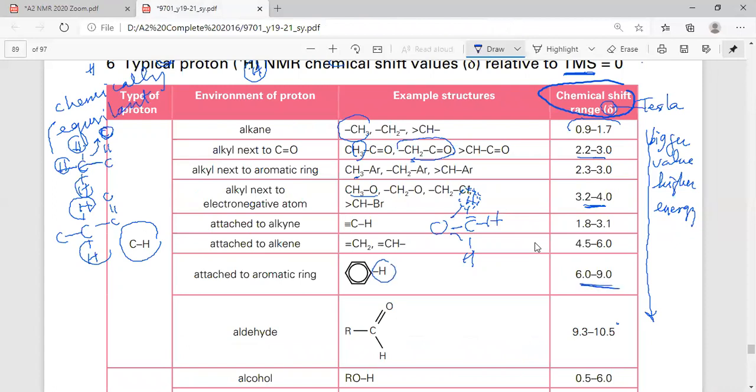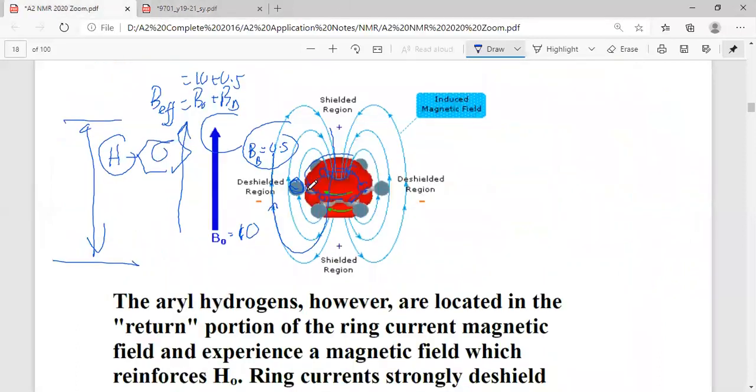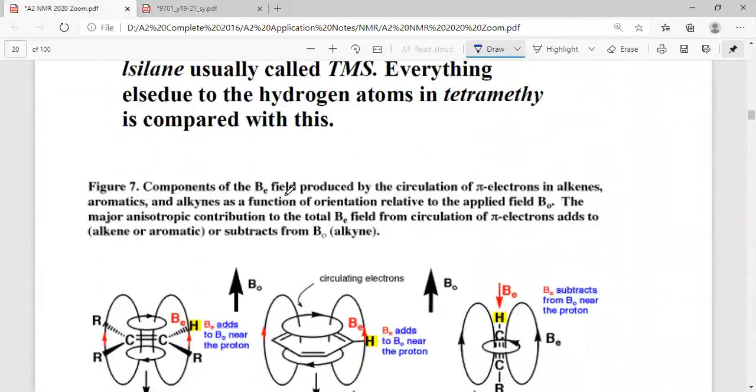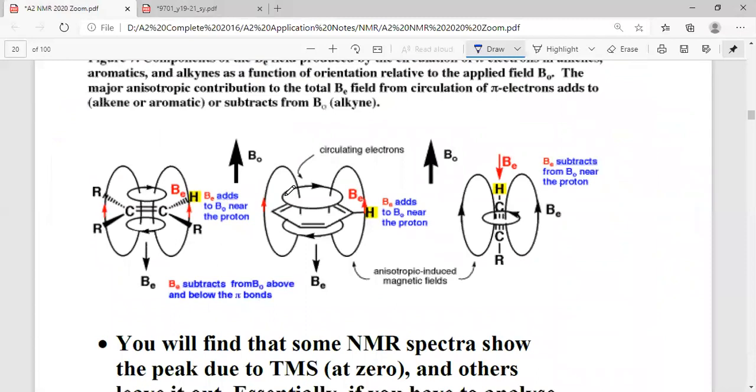6 to 9. Because of the magnetic field created by the pi electron cloud, it is going alongside with the external field. It always goes alongside. Now that's for benzene. Now for alkenes, about the same idea. Here we talk about alkenes. Now this is an alkene.